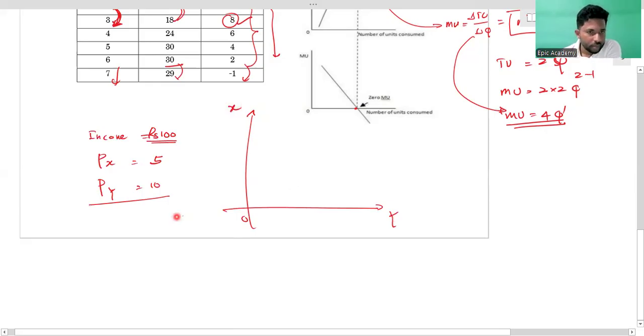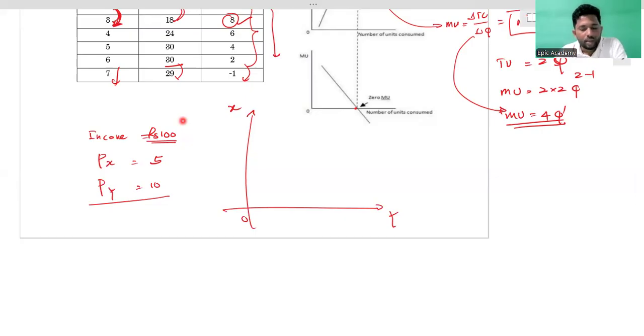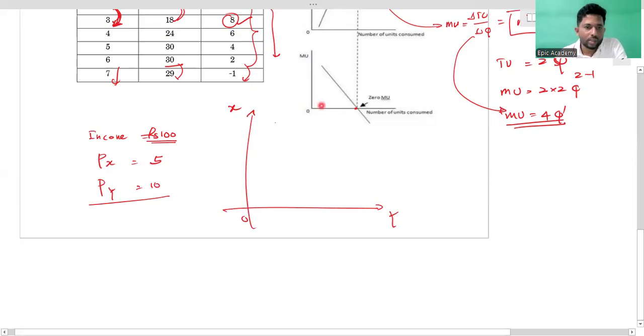Just assume that you are going to consume only X commodity. Then you have only 100 rupees. Then 100 divided by 5. The maximum you can consume is only 20 commodities, isn't it? Are you okay with it? Yes, I got it.